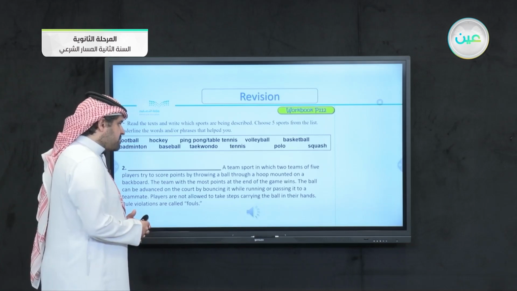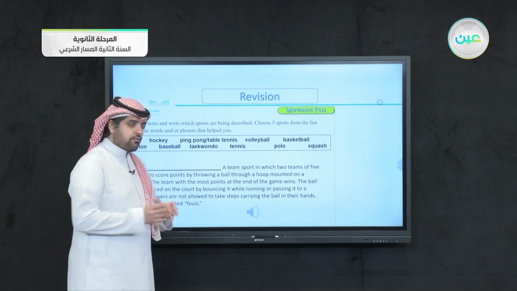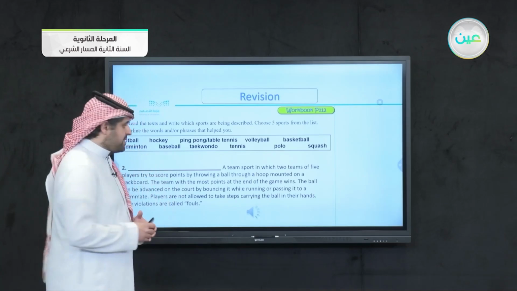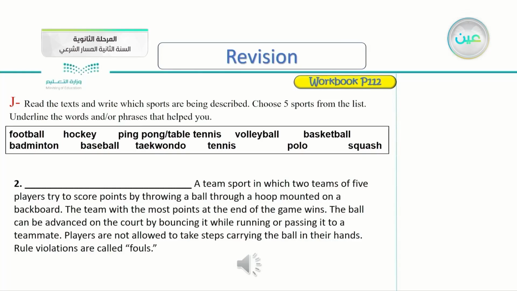So here it says a team sport of which 2 teams, each team is 5 players, try to score points. So it's called points, not goals. Points by throwing a ball through a hoop. A hoop, it's like a net, mounted on a backboard. The team with the most points at the end of the game wins. So they are using a ball, and it's forbidden to carry the ball, even though this sport is using hands, but it's forbidden to carry the ball with your hands. So yes, very good. It is basketball.